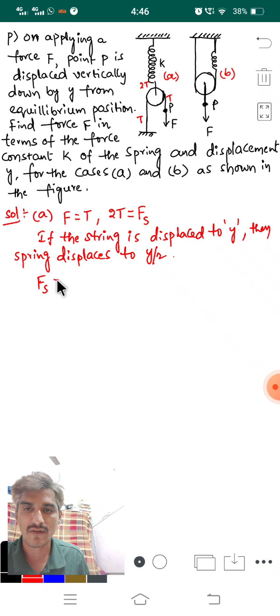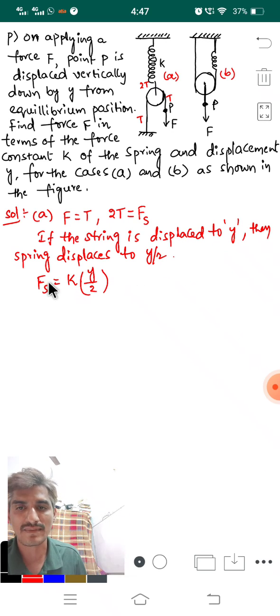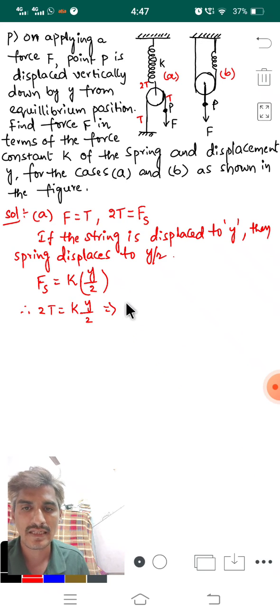So from this we can say the spring force is equal to, what is the spring force here? Spring force is equal to K into, what is the displacement moved by the spring? It is y by 2. Therefore, this is Fs, and substituting this Fs in 2T is equal to Fs, we can write that 2T is equal to K into y by 2. That is, T is equal to K into y by 4.